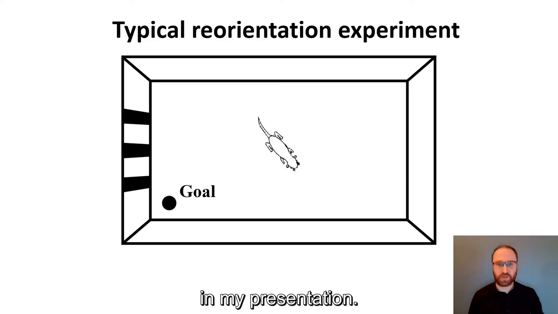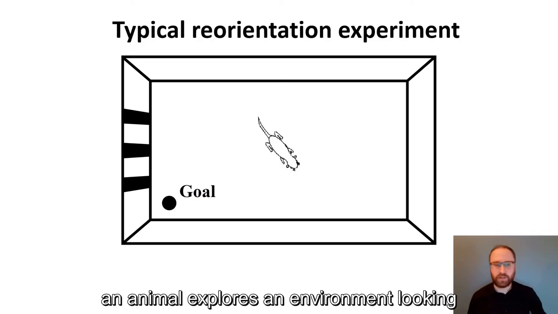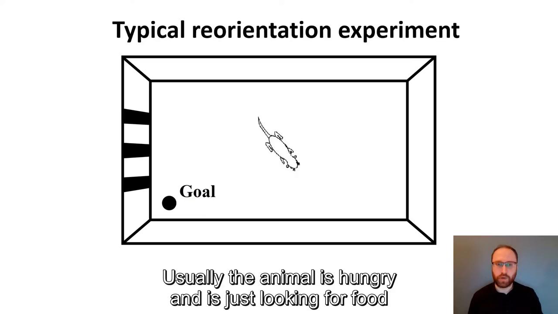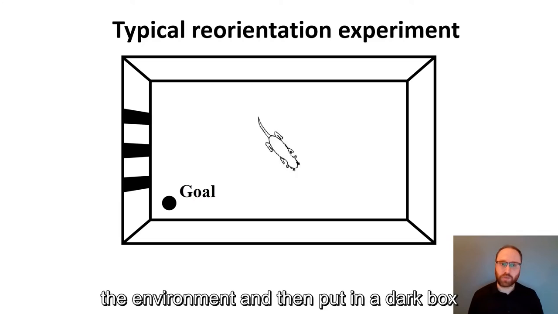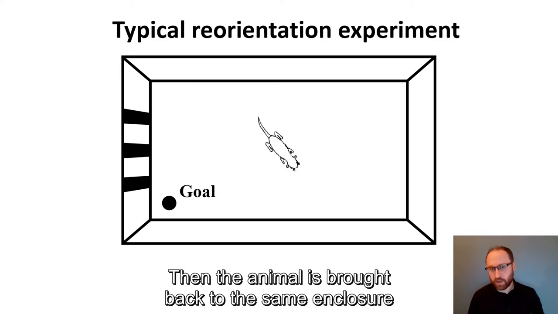So in a typical reorientation experiment, an animal explores an environment looking for a particular goal. So usually the animal's hungry and is just looking for food that's hidden under the litter in one of the corners. As soon as the animal finds the goal, it's then removed from the environment and then put in a dark box where it's rotated for a few seconds. Then the animal is brought back to the same enclosure. And what's of interest is where the animal goes looking for the same goal again.